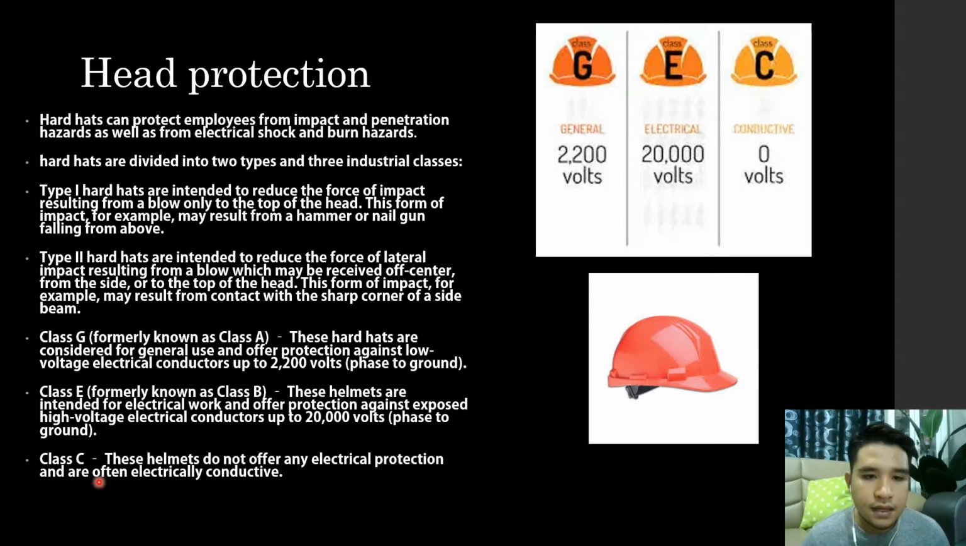And for class C, these helmets do not offer any electrical protection and are often electrically conductive. Okay, this is the picture of class G, class E, and class C. And this is the picture of hard hats.